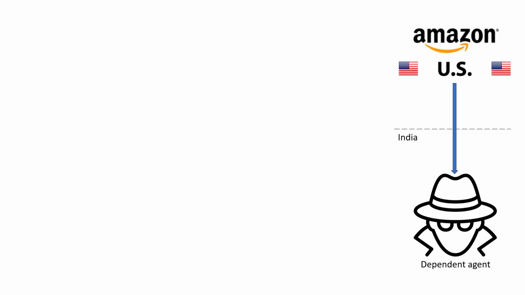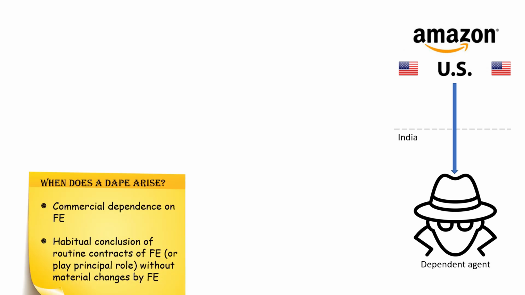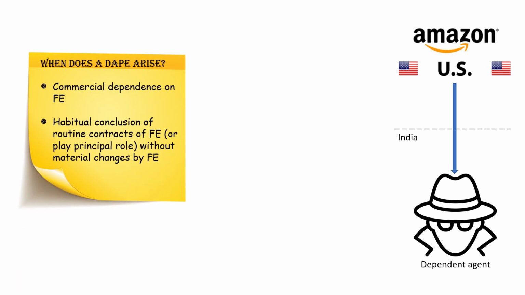Another form of PE is the dependent agent PE. Let's say there is a US company engaged in manufacture and sale of some electronic products. US company has appointed an agent in India who helps with identification of customers, informing and educating the customer about the US company's products and its features, negotiating price, etc. Basis this, US company enters into contract with customers in India and completes the sale.